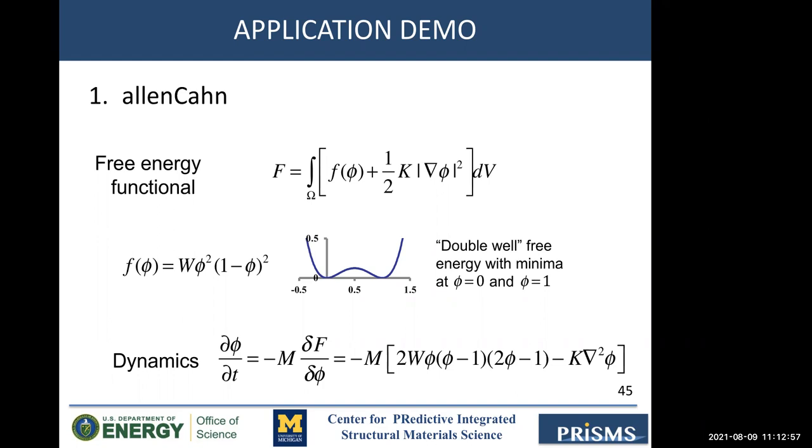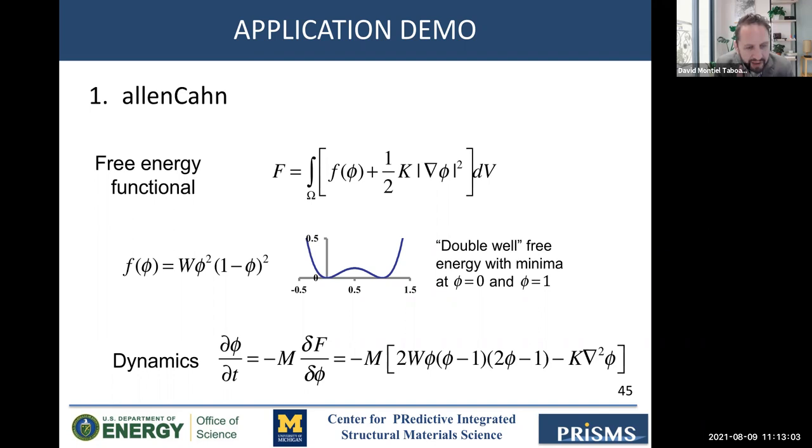So what I want to show is how you would go about, and I'm going to start with the Allen-Cahn example just because it's simple, going from one example to implementing the equations in PRISMS-PF. You have the free energy. Let's assume for now that you have the parameters W and K for that free energy, and you also have some mobility M for the dynamics.